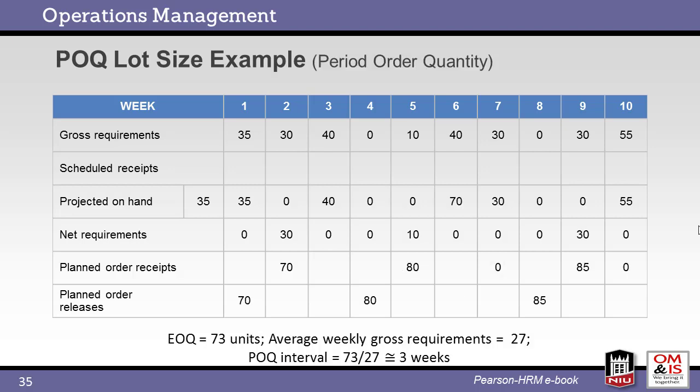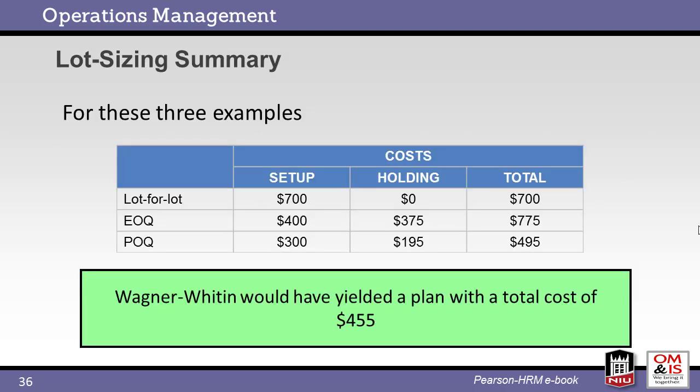For the period order quantity, or POQ, we vary the orders and order on a regular basis. The POQ interval is calculated to be roughly 3 weeks. Since it is not exact, we end up with an interval of 2 or 3 weeks based upon the net requirements. Looking at the 3 different plans, we can calculate the setup cost as the number of orders multiplied by the individual setup cost at $100.